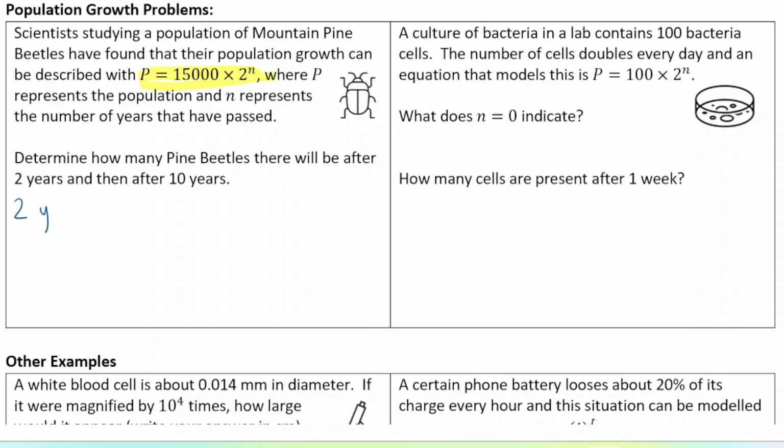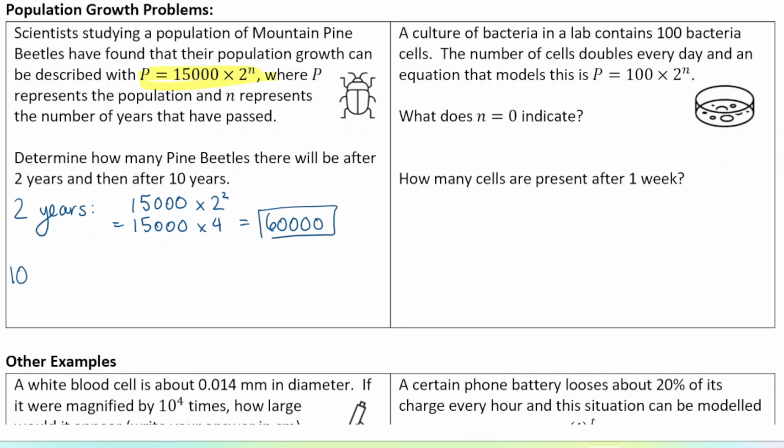So after 2 years, we're going to do 15,000 times 2 to the power of 2. Now remember, we have to use the order of operations here. So I'm going to evaluate the exponent first. 15,000 times 4, and 15,000 times 4 is 60,000. So there would be 60,000 pine beetles after 2 years.